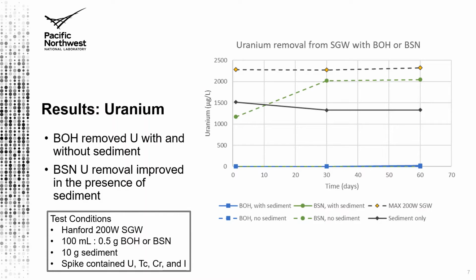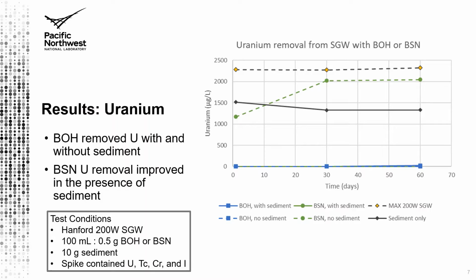I'll be presenting results for the contaminants one at a time to discuss the effect of adding sediment into the batch system on each of the contaminants, starting with uranium. We have the time along the x-axis with sampling points at 24 hours, 30 days, and 60 days. The contaminant concentration is on the y-axis, represented in micrograms per liter, and the colored and dashed lines are pairs with the bismuth material with sediment, represented by solid lines, and the bismuth material with no sediment, represented by dashed lines. BOH is shown in blue, BSN is shown in green.